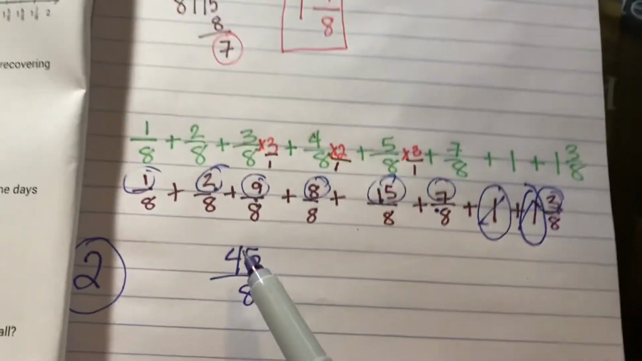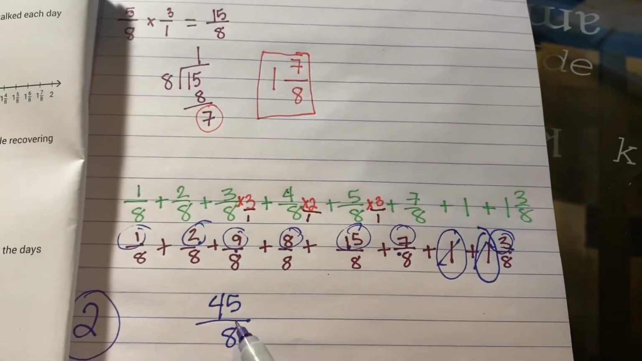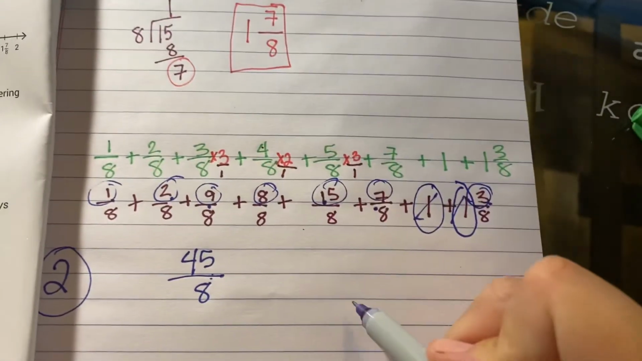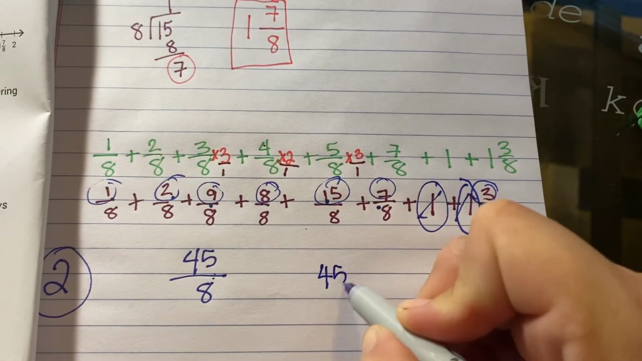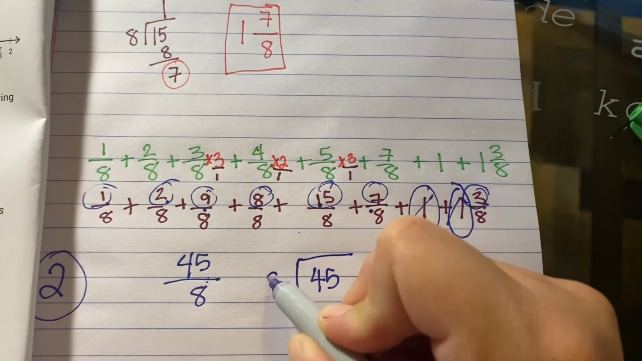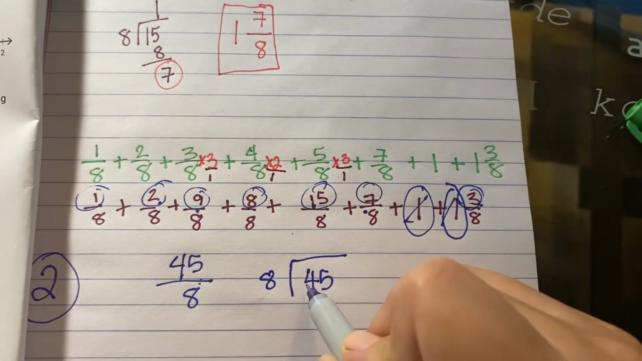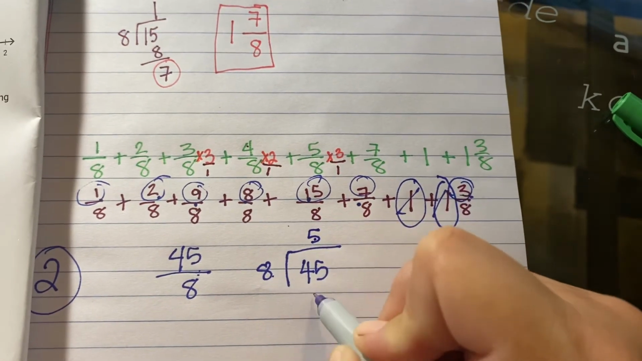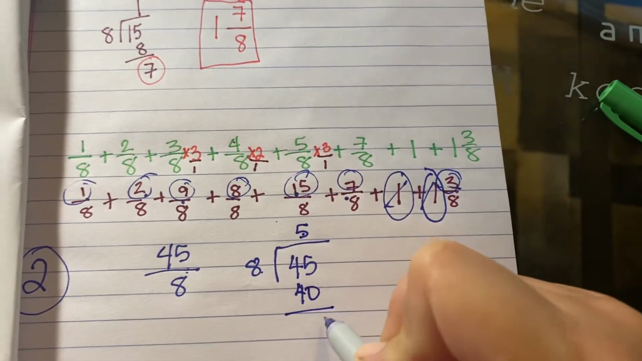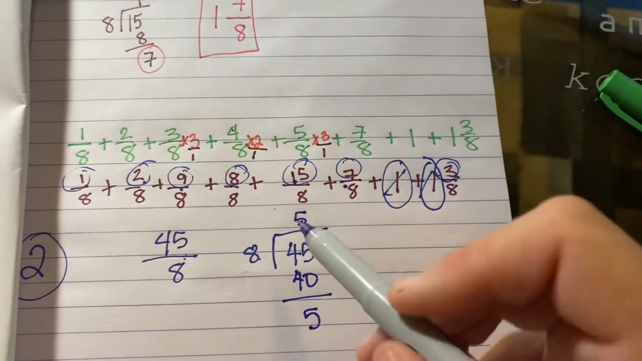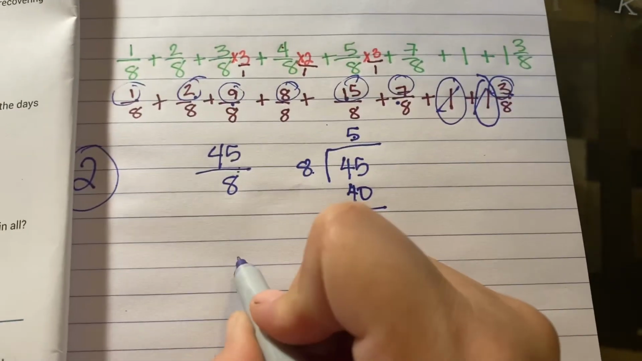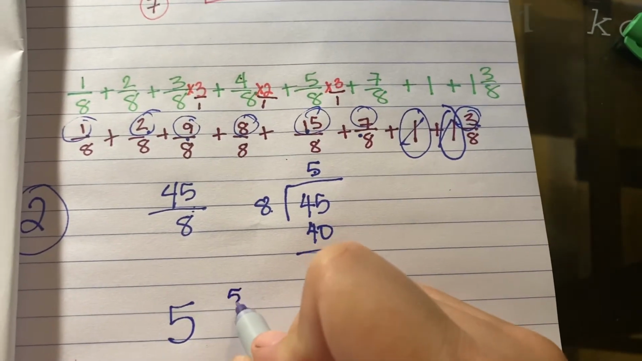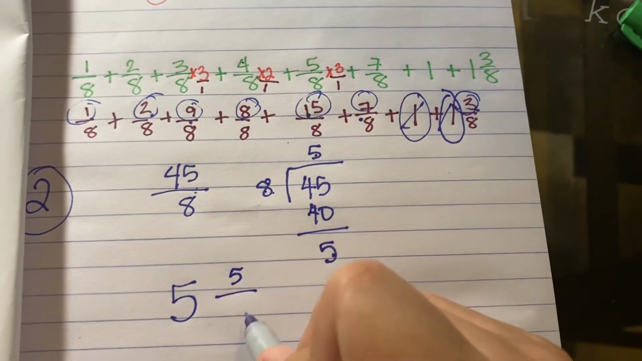Remember, when we have an improper fraction, we do the same thing as up here. We're going to do 45 divided by 8. 8 goes into 45 5 times. 5 times 8 is 40, and then our remainder is 5. So our whole number is 5, our numerator is 5, and our denominator always stays the same.